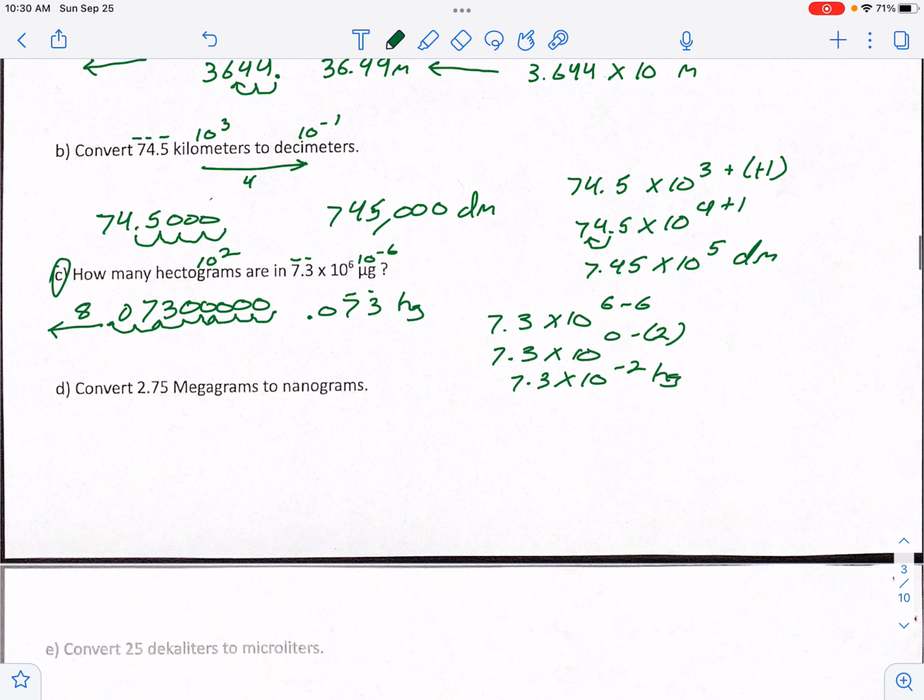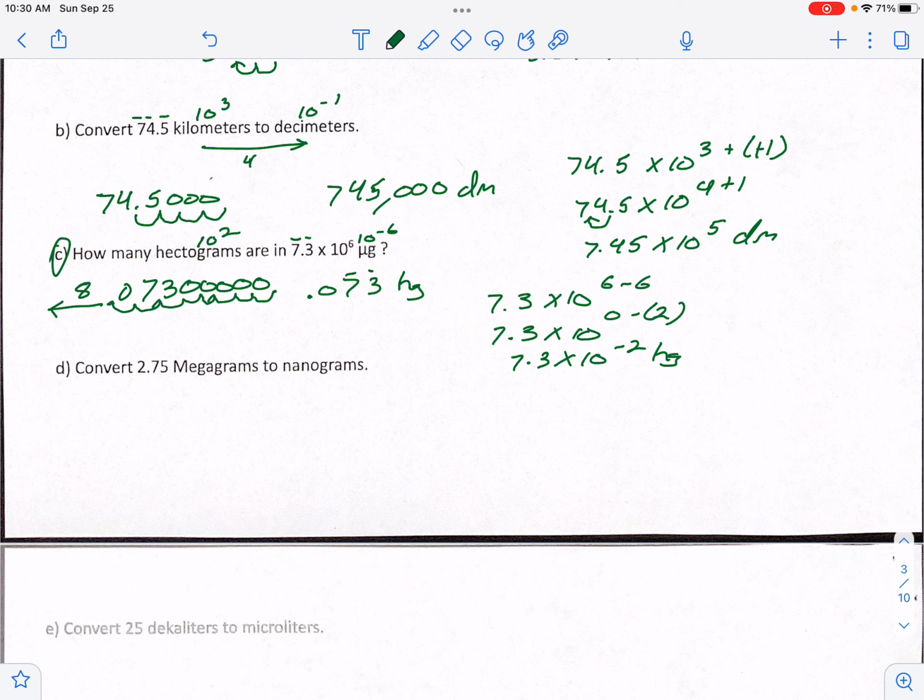So we'll do one more of these. Convert 2.75 megagrams to nanograms. So 2.75 mega is going to be 10 to the 6th. Nano is 10 to the negative 9. So this is actually going to be a long jump. So this is why the decimal trick might be a little more fun. If you have a long jump, I'll do it anyway.